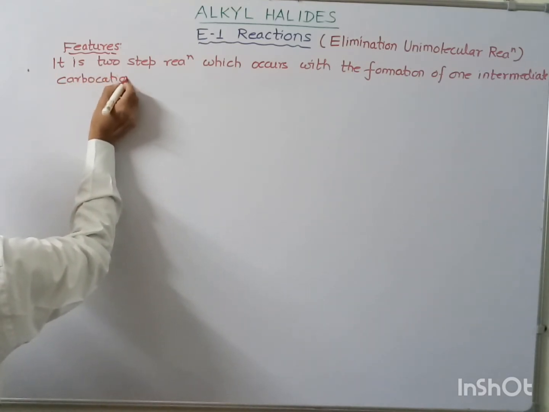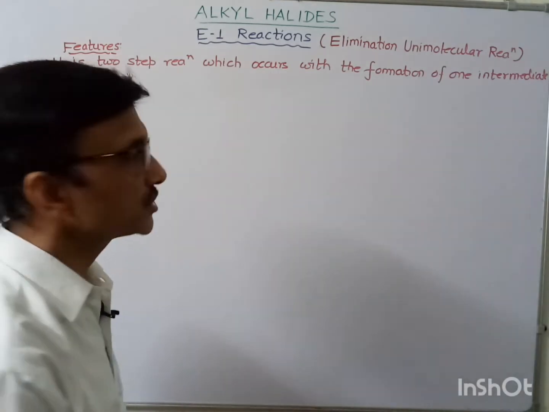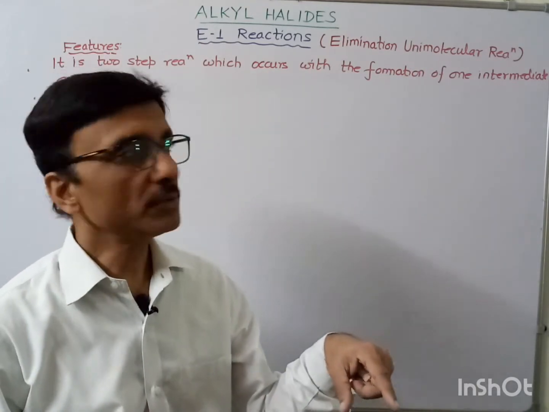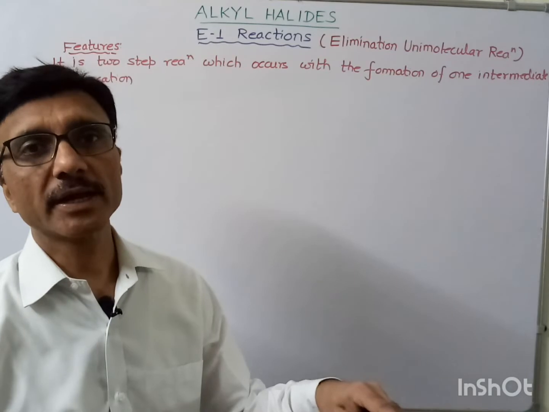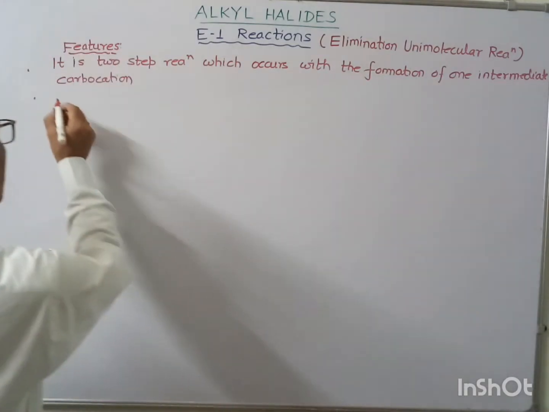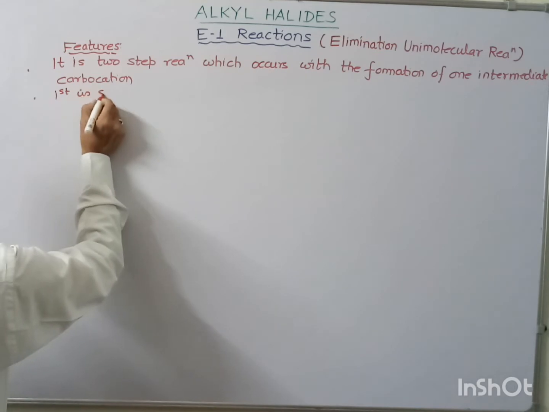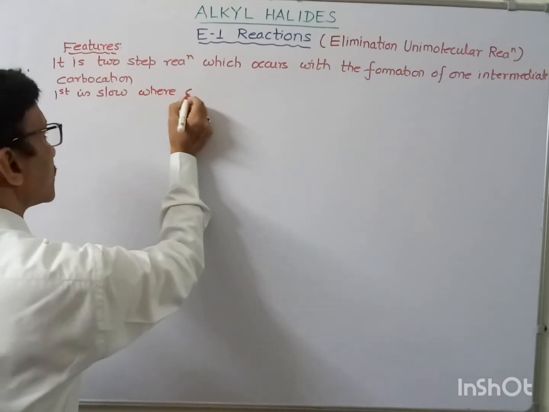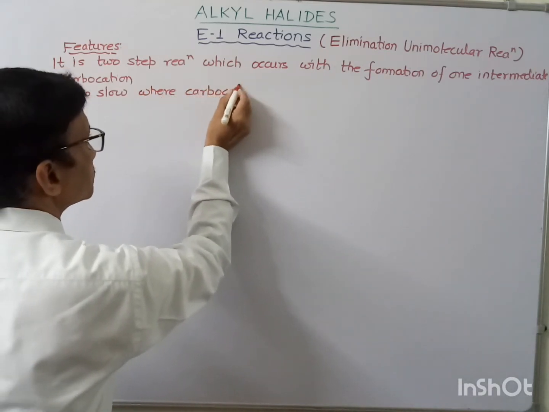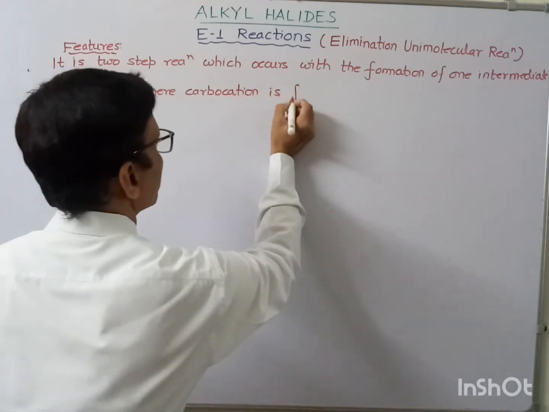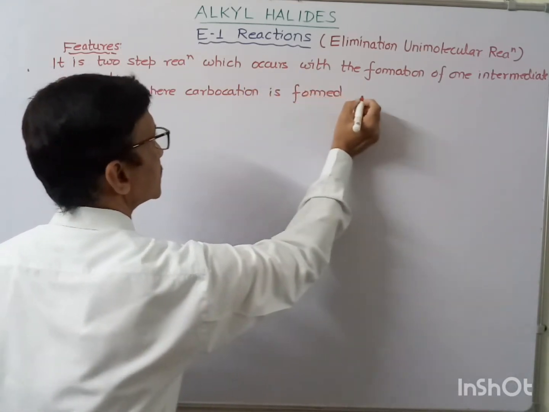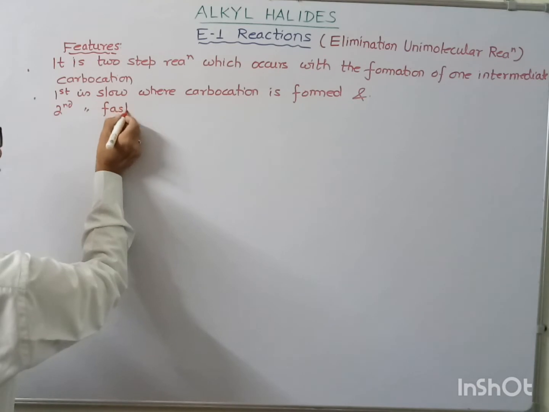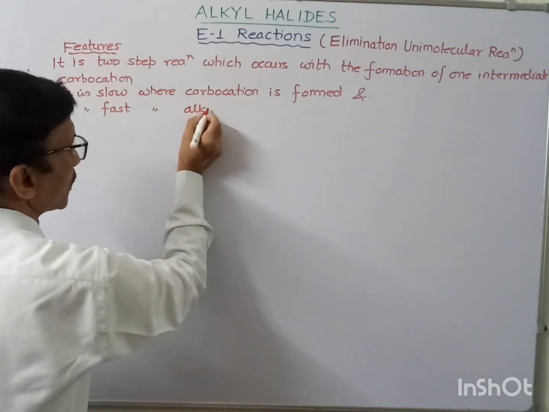Okay, so here the first step is a slow step, and second step is the fast step. In first step, carbocation intermediate is formed, and in second step, from carbocation we get the alkene. So first step is slow, where carbocation is formed, and second step is fast, where alkene is formed from carbocation.